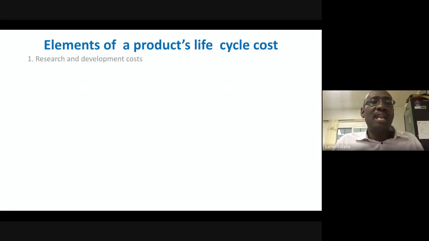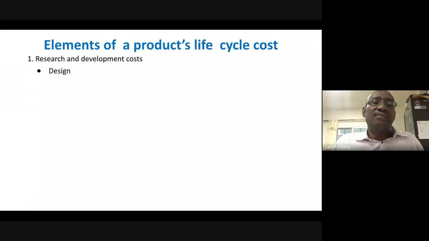Let's look at some elements of a product's life cycle cost. So we looked at the stages. We know at each stage when we expect to register high sales, low sales, high profitability, and of course we know the cost implication of each of the stages as well. So once we know that, now we can move to the elements of a product's life cycle cost.